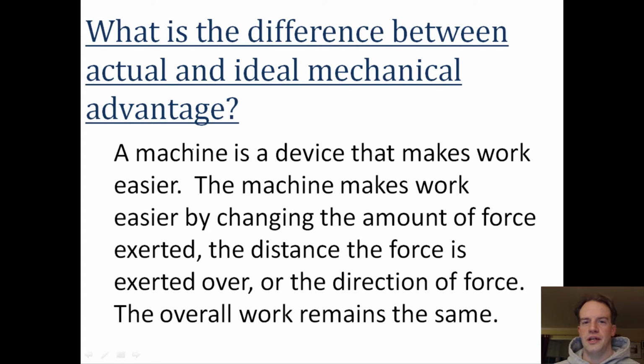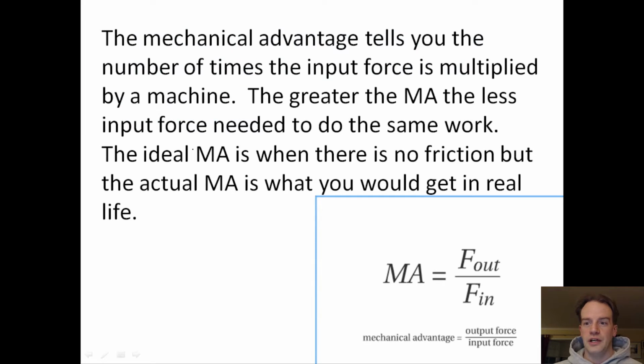What is the difference between actual and ideal mechanical advantage? Well, a machine is a device that makes work easier. The machine makes work easier by changing the amount of force exerted, the distance that force is exerted over, or the direction of force. But the overall work will remain the same. And that's what a machine does.